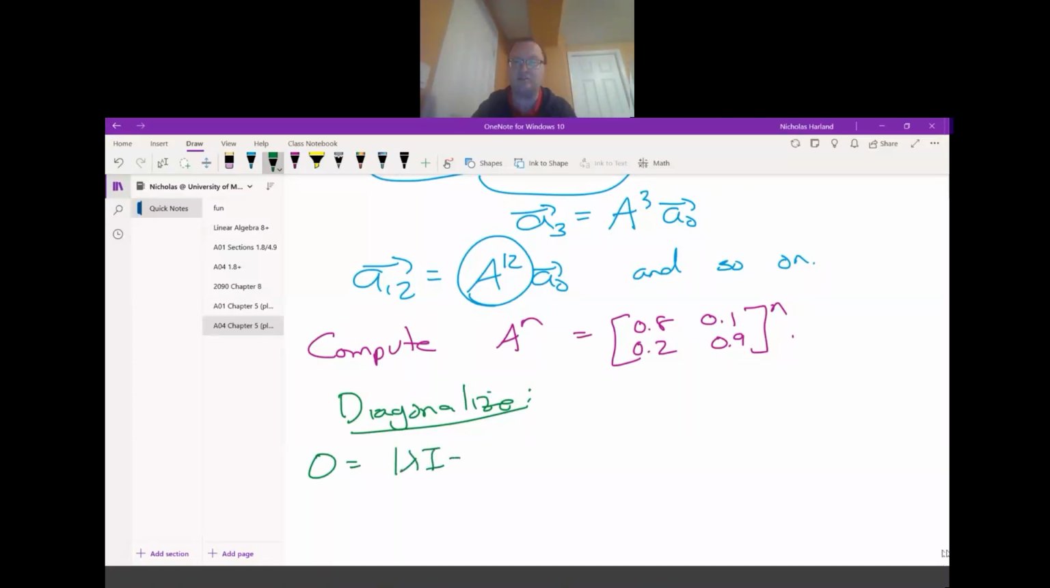Eigenvalues. Now, as we know, not everything can be diagonalized. However, most of the time it can, so very rarely is this going to be a problem.